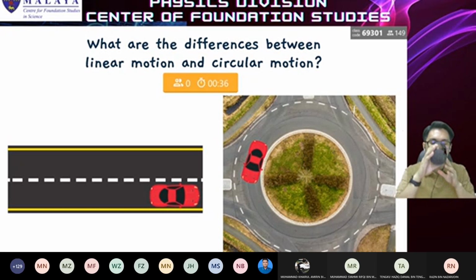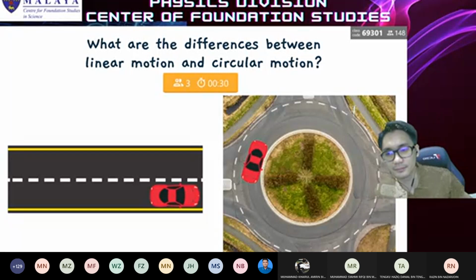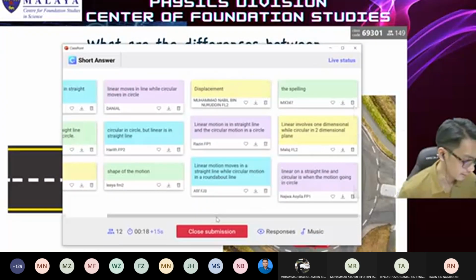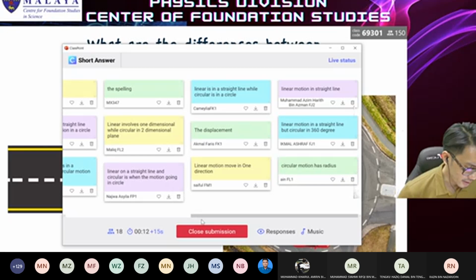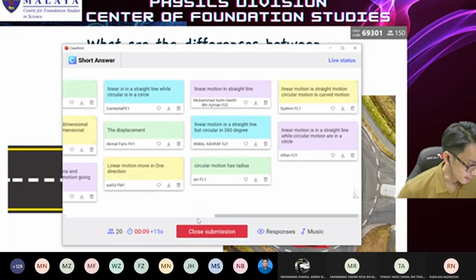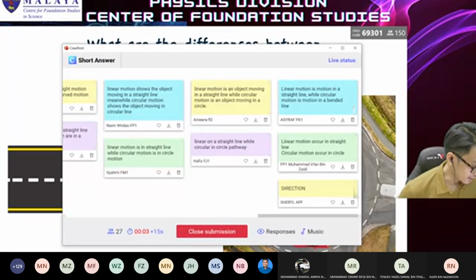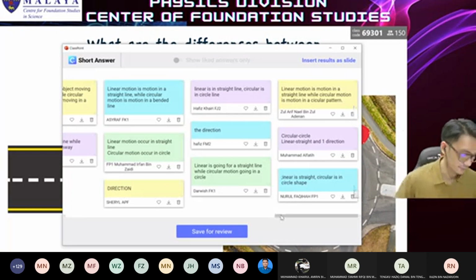Okay, no one answer? Come on guys, dia jawab je. Apa-apa, tak salah pun. And tak ada yang betul. Okay, I can see some already responded to this question. So I'll show here lah. Okay, boleh nampak dia ada yang tulis linear motion in a straight line and circular motion in a circle, correct. Linear motion in a straight line, okay, correct. Linear motion occur in straight line, circular motion in circle. Ramai yang jawab macam tu. Okay, so these are the answer yang saya jumpa lah.